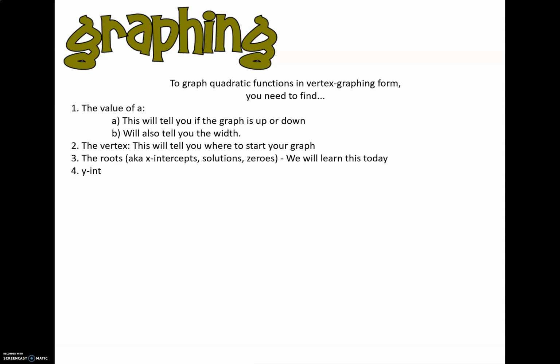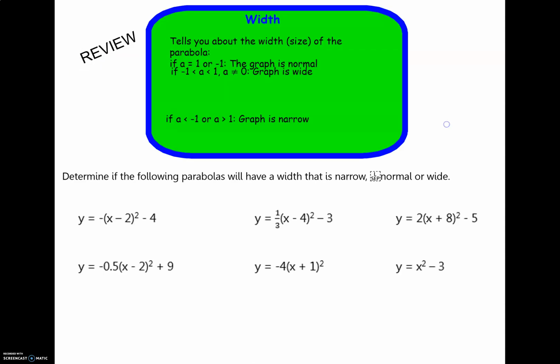We're going to start looking at graphing. To graph quadratic functions in vertex form, you need to find the value of a, which tells you if the graph is up or down, and it'll also tell you the width. You need the vertex, so this will tell you where to start your graph. You'll need to know the roots, also known as x-intercepts, solutions, zeros, which we'll learn today, and our y-intercept.